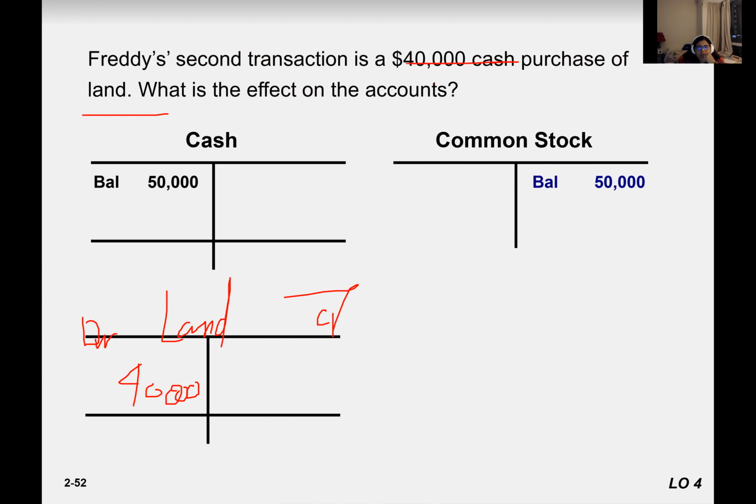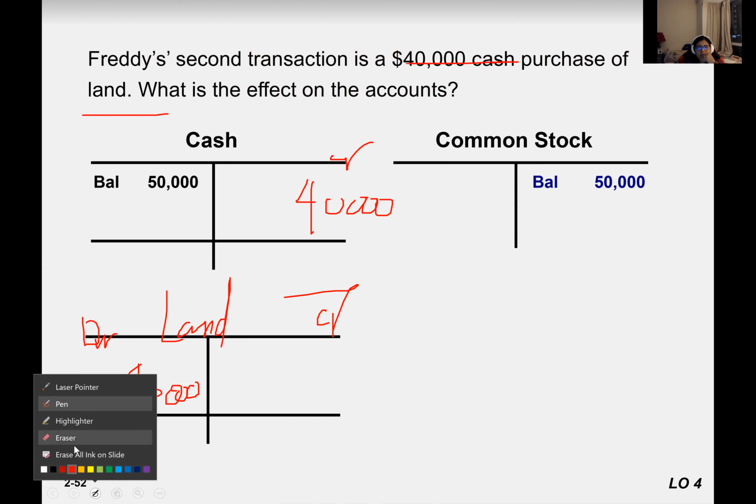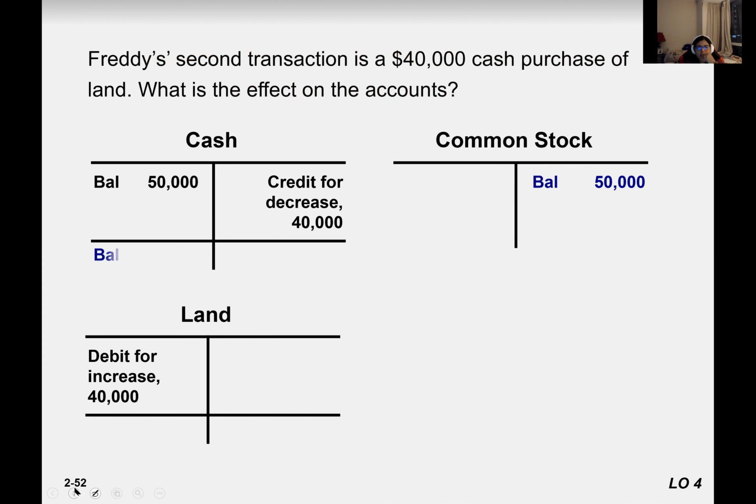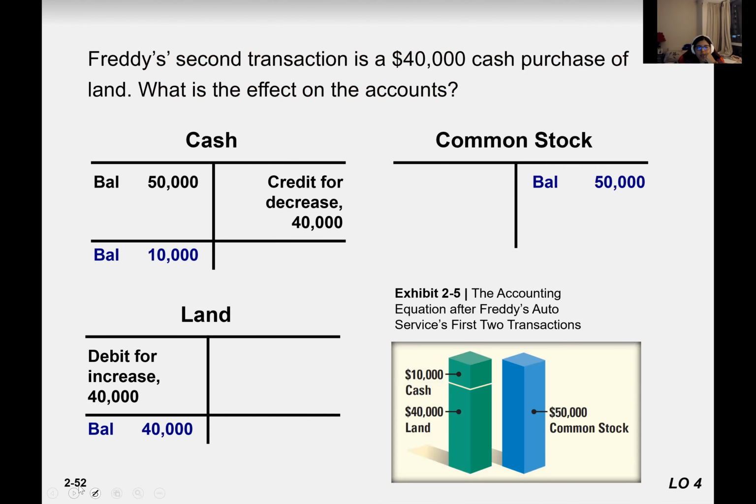Cash belongs to our asset. Asset decrease means credit. So we write it down 40,000 here, right? So let me erase it. Here we go. Right? And the balance, we just balance. How do we write down the balance here?